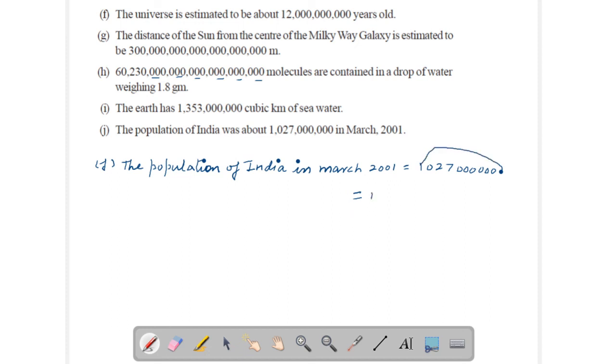It can be written as 1.027 into 1. See how many digits are there in between? 1, 2, 3, 4, 5, 6, 7, 8, 9. So put 9 zeros. That is, it can be written as 1.027 into 10 raised to the power 9. This is your answer.